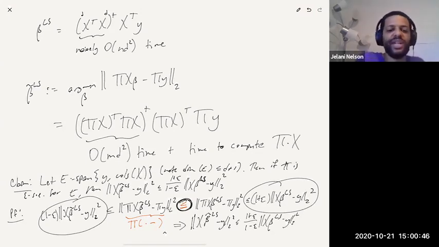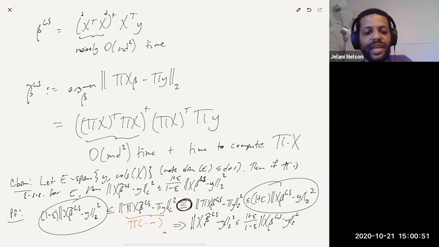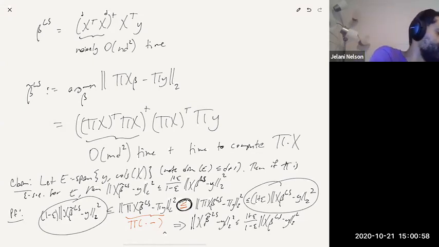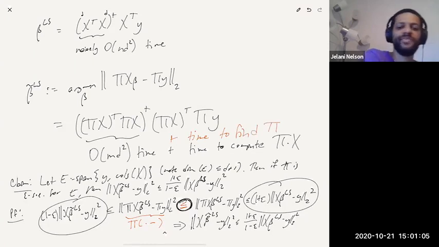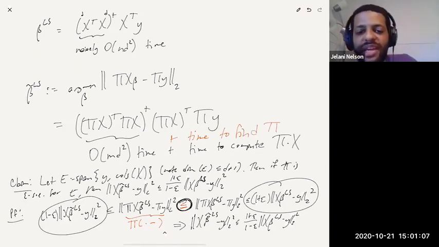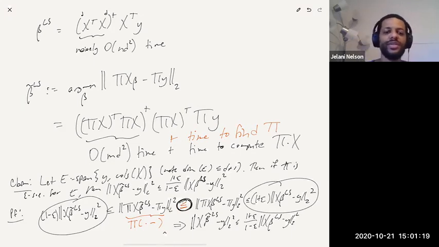So this is a very simple application of subspace embeddings. And again, if I use an oblivious subspace embedding, I should also have written that there's the time to find pi. But if I'm using an oblivious subspace embedding, then it doesn't take any time to find pi, or it doesn't depend on the input at all. You just choose it randomly. I want pi to be sparse or fast so that the time to compute pi X is fast, and I want m to be small. Okay, so this is a very simple example.